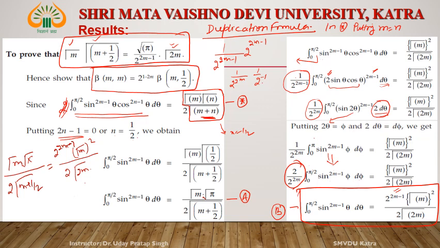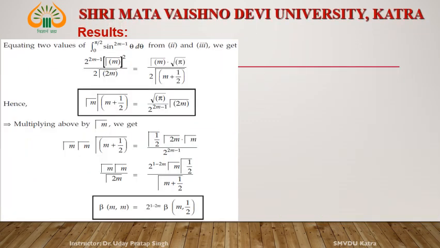Okay, so after simplification, we get the required result of this duplication formula. Since this gamma is cancelled by this, multiply this term here, so square root pi, 2 to the power 2m, and multiply this 2 by here. This is the duplication formula.